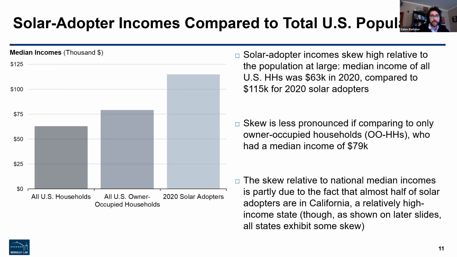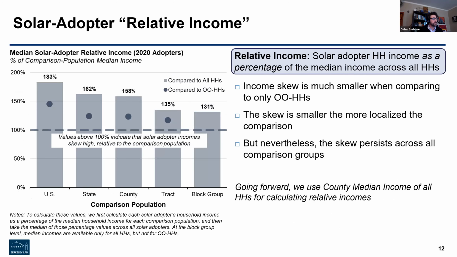That's that middle bar there, though still there is pretty clearly a large difference. As I mentioned, California really impacts these national trends. California is a relatively high income state and represents a disproportionate share of all PV systems. And so part of this discrepancy here is also just a California phenomenon. And we'll dig into that a little bit further in the following slides.